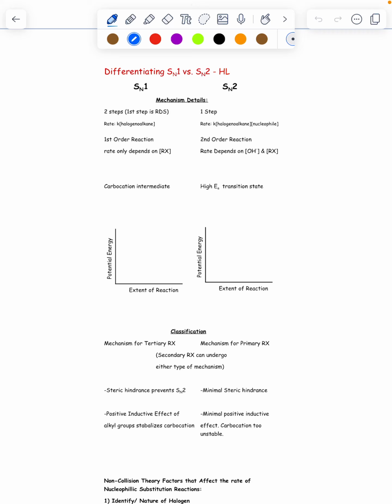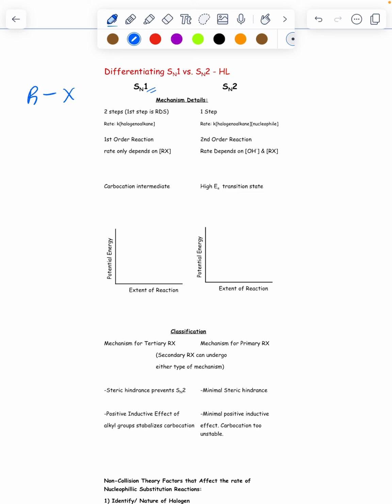Okay, this is a recap video to compare the SN1 and the SN2 mechanisms. The thing that is one about SN1 is that in the first step, there is only one curly arrow and one reactant. This is a unimolecular mechanism.